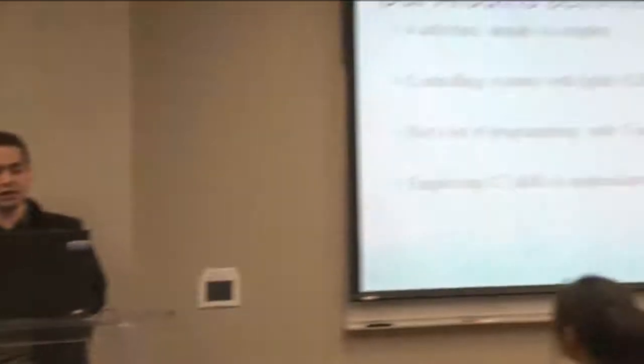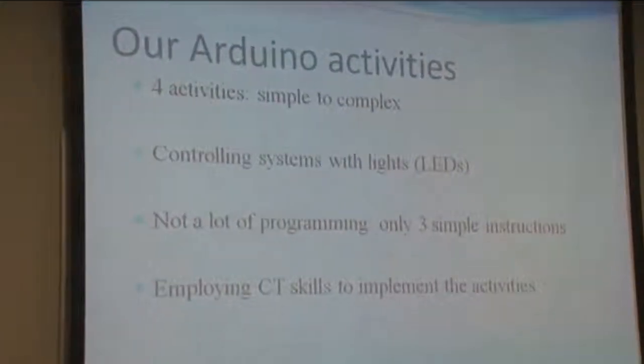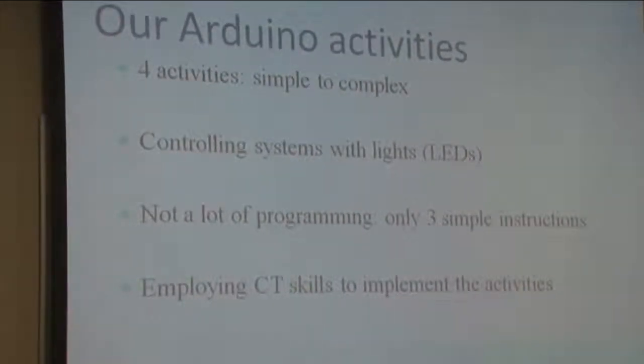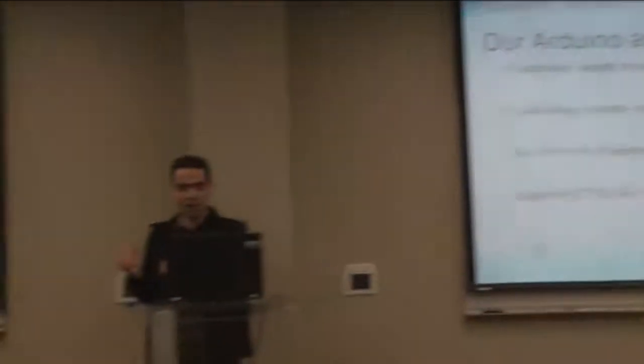Now, the activities we built for Arduino, we built 4 activities from simple to complex, and all the systems that we work with are the systems with lights, so we control lights in different ways. Also, Arduino is the most programming that the kids did, but we also didn't want it to be very intensive on programming. So we only taught them 3 simple instructions in Arduino, and then we built the activities in such a way that they don't need any more instructions. They just need their CTS skills to build those activities.